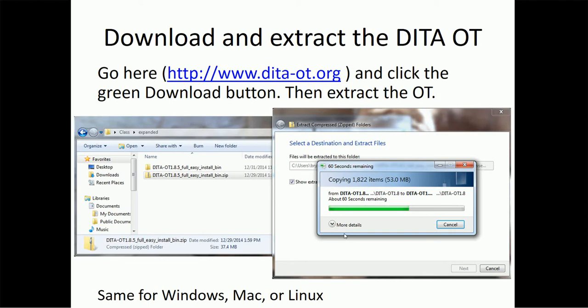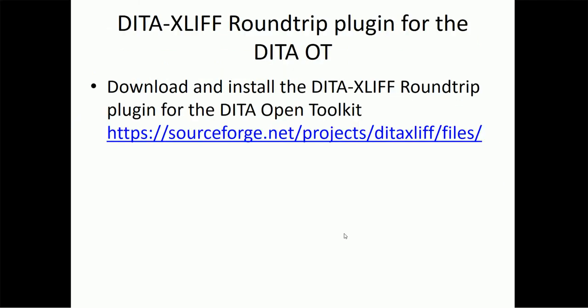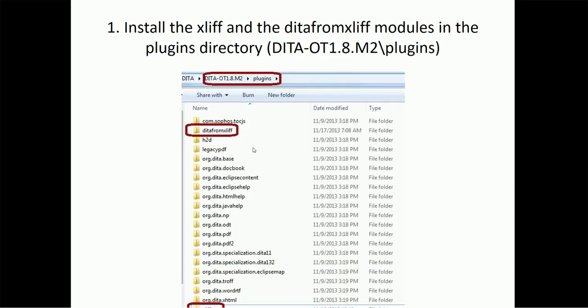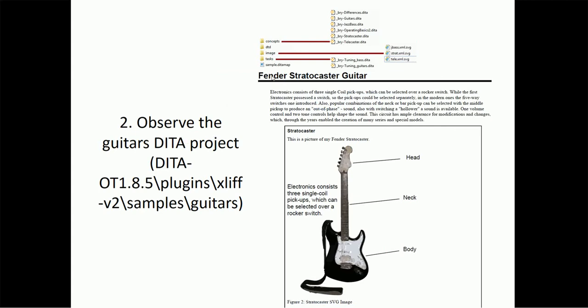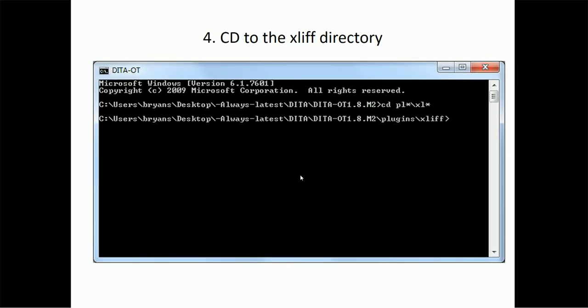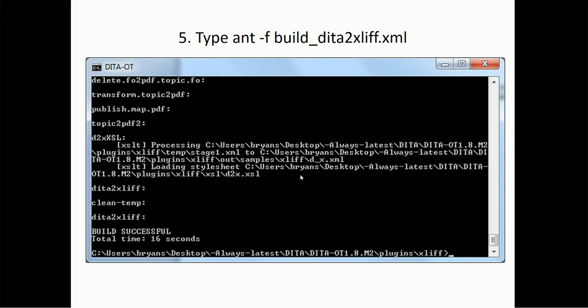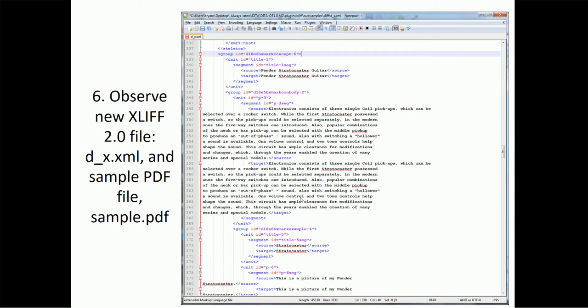So we all know how to get and install the DITA Open Toolkit. The DITA XLIF Roundtrip plugin is the software that I wrote, and it's available here at this URL. And it's a download that you should install in the DITA Open Toolkit plugins directory. So it comes with an XLIF and a DITA from XLIF directory. You put them right in the plugins directory, and it comes with this seeded XLIF project here. This is all about my guitars. You launch the DITA Open Toolkit, you change directory to the XLIF directory, you type this ant command, build DITA to xlif.xml. It creates this XLIF file out of all of those DITA topics.